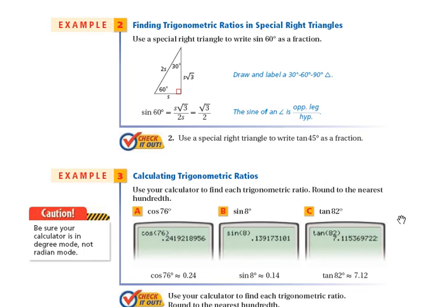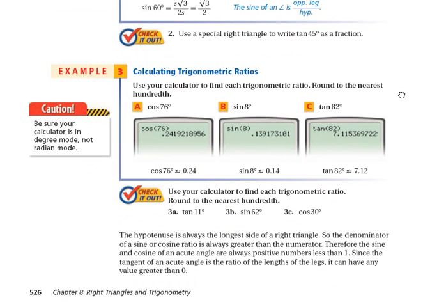The nice thing is your calculator will do a lot of the work for you for some of these problems. For example, if you have cosine of 76 degrees, you can punch that into your calculator, and that'll give you the ratio for this angle. You can use your calculator for all of these as well.